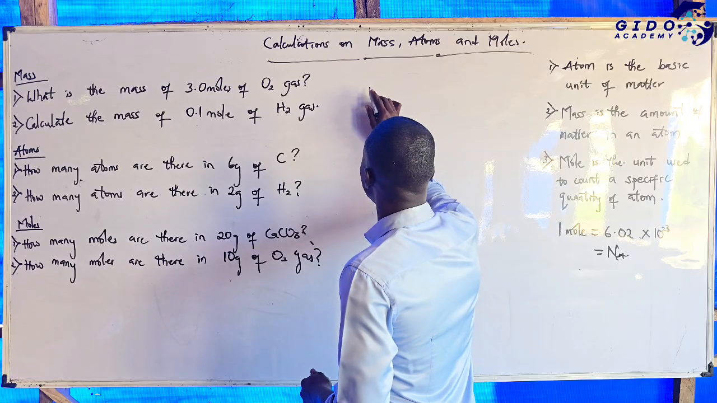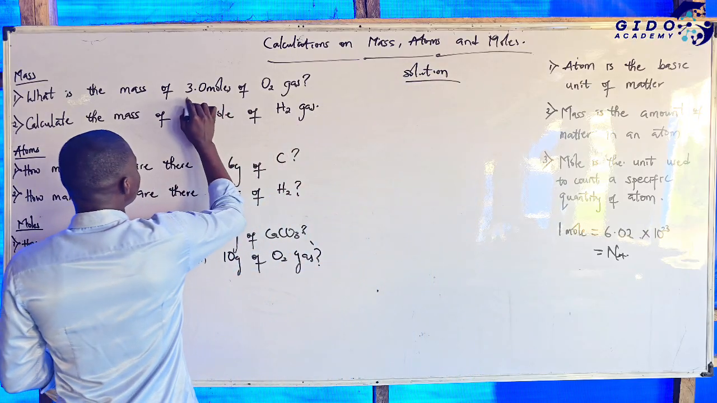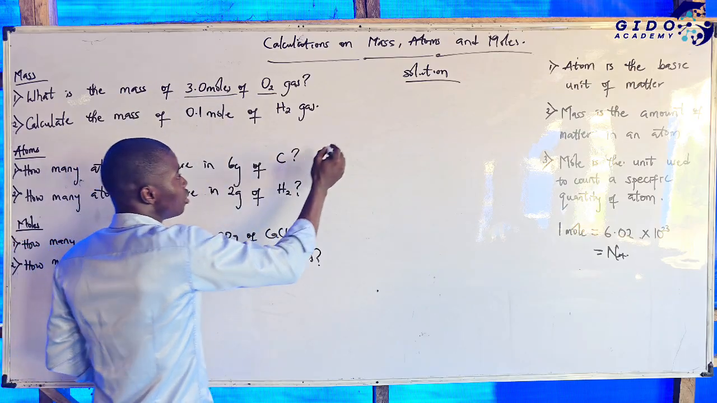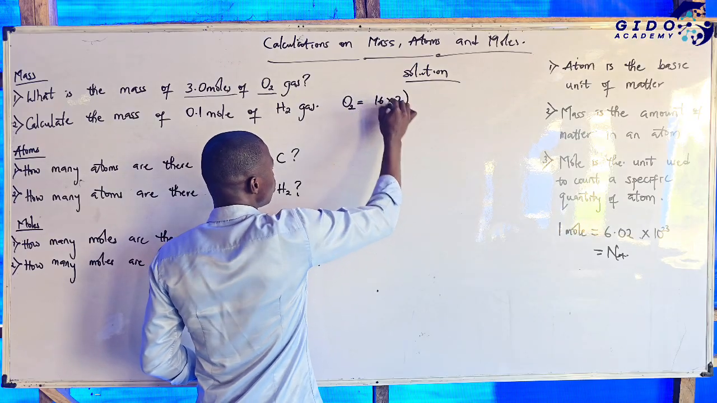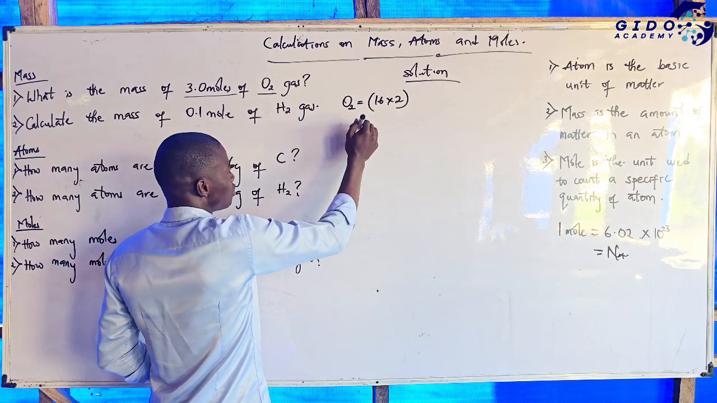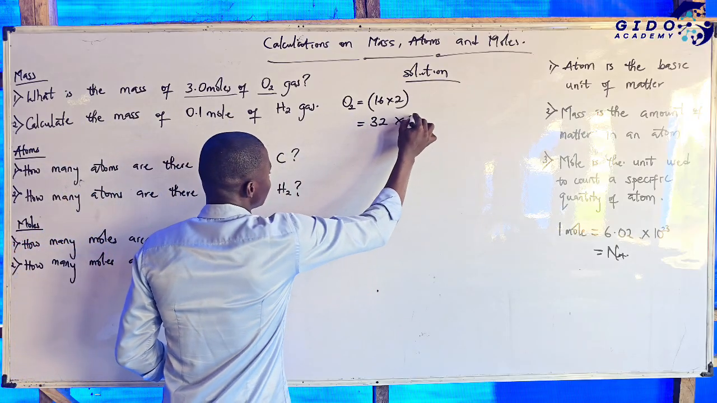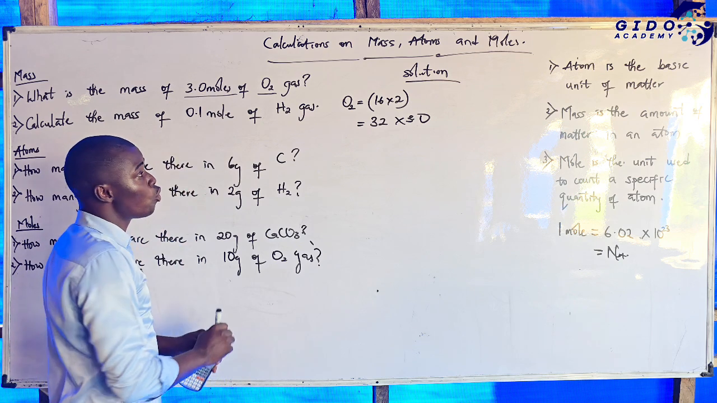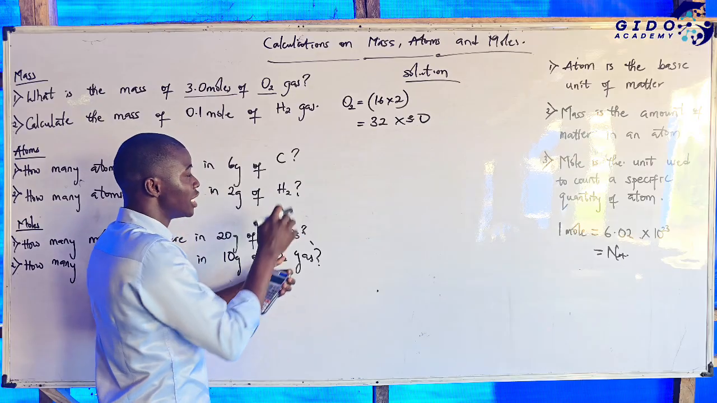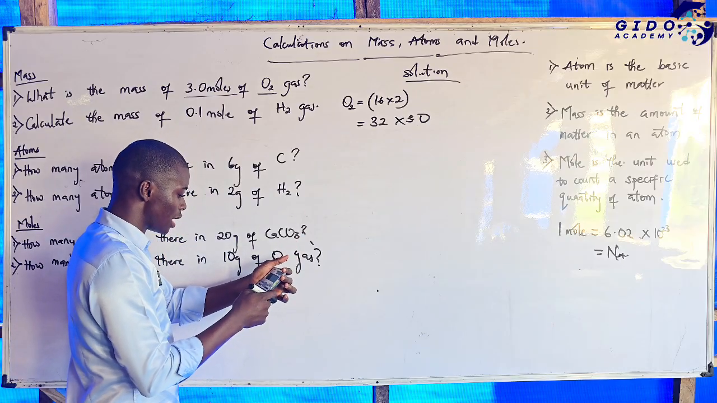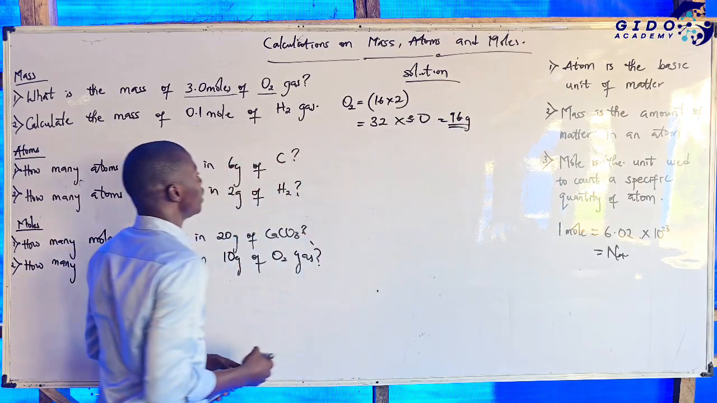The question says, what is the mass of 3.0 moles of oxygen? So, oxygen is equal to 16 times 2. I'm talking about the relative molecular mass. 16 times 2, that will be 32. Then times the number of moles, times 3.0. So, 1 mole of oxygen is equal to 32. Then, 3 moles of oxygen will be equal to 32 times 3, which gives 96 grams. That will be our answer.